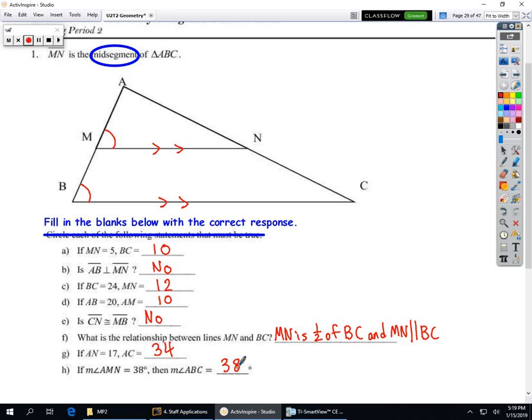So this is all thanks to the power of the mid-segment. Please be familiar with this definition. There is a confusing question about mid-segment. Not like this one.